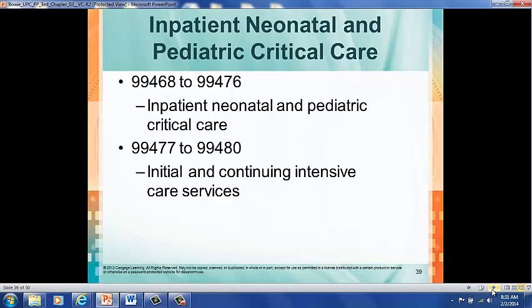Codes 99468 through 99480 are for neonatal and pediatric critical care services provided in an inpatient setting. These codes require the neonate or pediatric patient to be in the hospital and include the same services noted in the guidelines at the beginning of the critical care code range. The guidelines at the beginning of this section of CPT prior to code set 99468 list all the services bundled in the neonatal and pediatric critical care codes. Before assigning a code, in addition to the critical care codes, the coder should pay close attention to the list of bundled services.